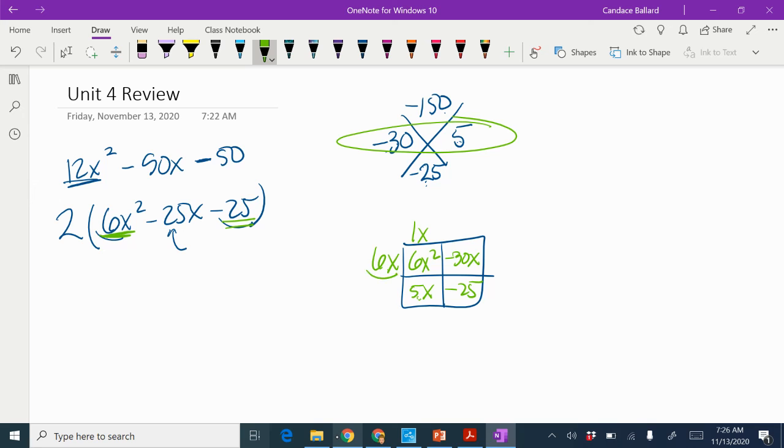Then I ask myself, how many times does 6x divide negative 30? It's negative 5. How many times does 1x divide 5x? 5. And then I multiply 5 times negative 5 is negative 25. So now I have my factors on my box. I have to be careful and make sure I drop down this 2. So I get 2 times x minus 5 times 6x plus 5.